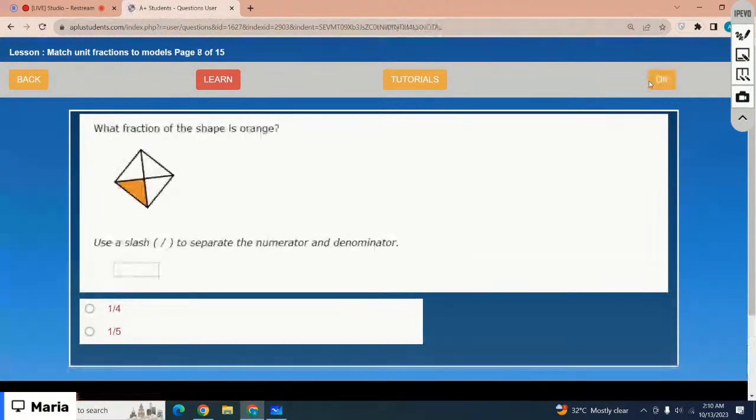What fraction of the shape is orange? Which is the correct option? The correct option is 1 out of 4. The shape has total 4 portions. So the correct option is 1 out of 4.